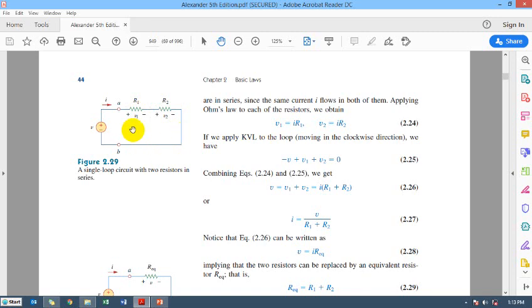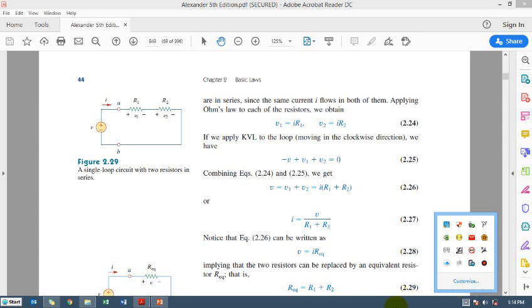So the equivalent resistance is given by R1 plus R2. Now what is the topic at hand? This voltage V is connected with the R1 and R2 series combination. Am I recording or not? Oh yes, I am recording.